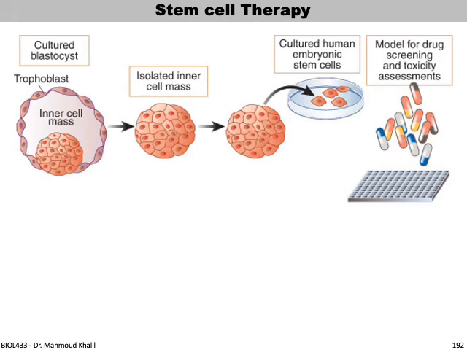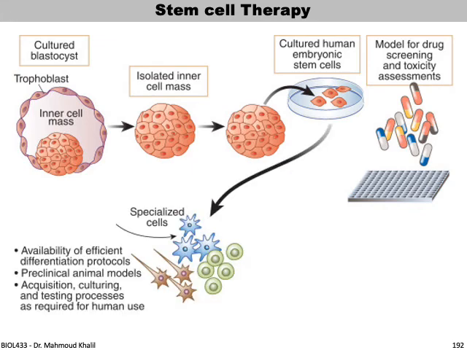So you can see here that they take the blastocyst, they culture it, they isolate the cell mass in a culture of human embryonic stem cells, and they can use these stem cells as a model for drug screening and toxicity assessment. Once they have specialized, they are able to differentiate. Actually, a lot of cells can be differentiated from stem cells.